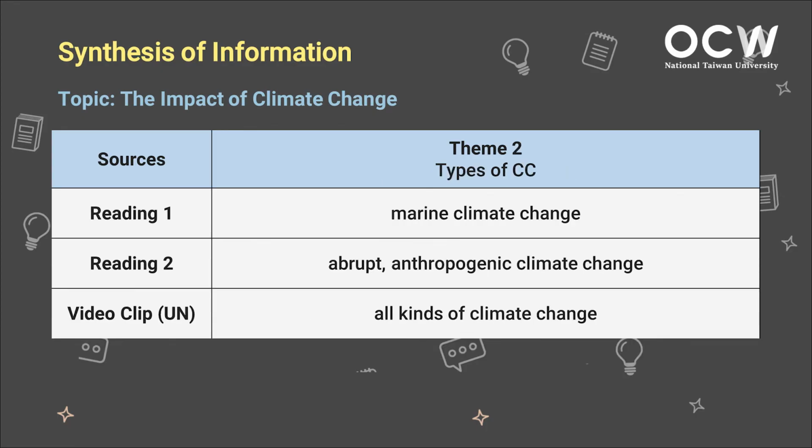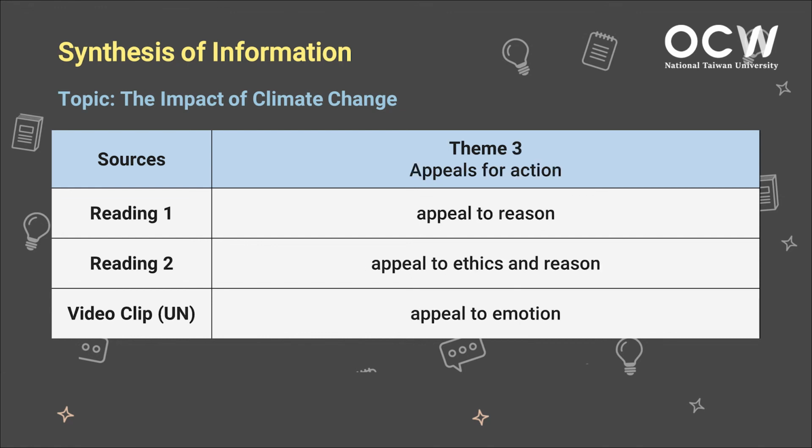Let's look at the type of climate change that was addressed in the different texts. In reading 1, it focused more on marine climate change, whereas in reading 2, it discussed more abrupt anthropogenic climate change. In the video, it included all different kinds of climate change. Now for the third theme, appeal to action. In reading 1, it appeals more to reasoning, whereas in reading 2, it appeals to ethics and reason. And in the last video, which is the speech, it actually appeals to emotions.